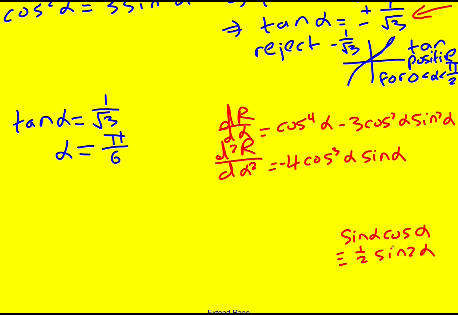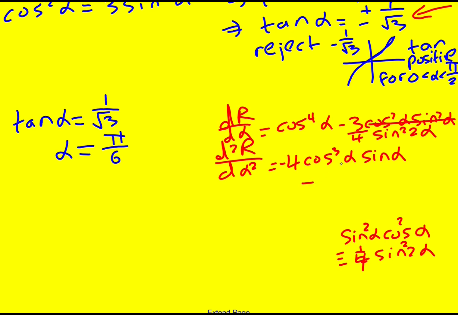So if I square them both, I'm going to get a quarter sine squared 2 alpha. So that's going to be better. I can write it as 3 over 4 sine squared 2 alpha. Okay, much easier to differentiate now.